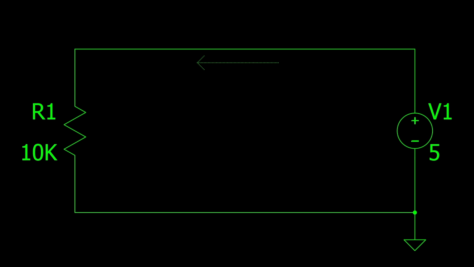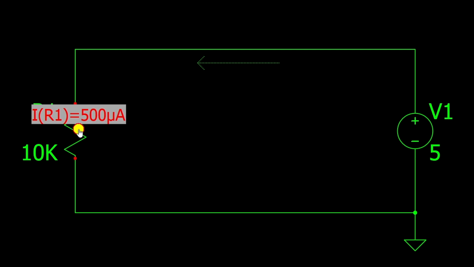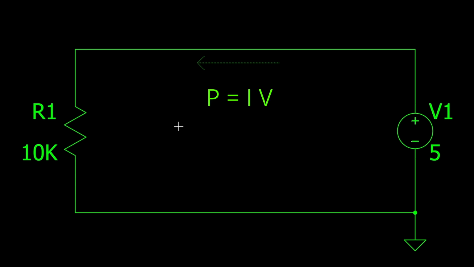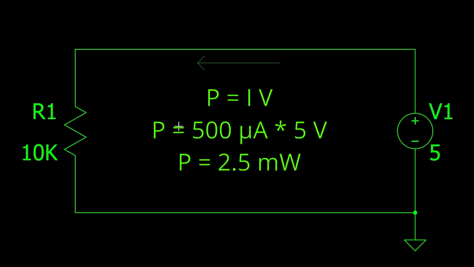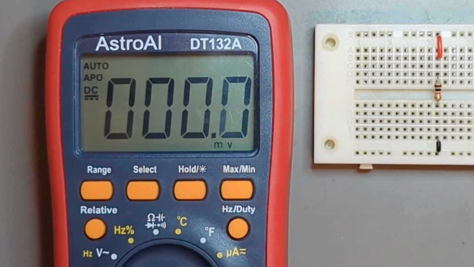Putting that resistance into the circuit and running my simulation, I can see that the current is 500 microamps, just like I expected. Just as a double check before we build this in the real world, I'll check the power dissipated in the resistor. With 5 volts and 500 microamps, it will be 5 times 500 micro, which gives me 2.5 milliwatts, which is easily within the limits of my 1/8 watt resistors. Let's go ahead and build this on the bench and check that reality lines up with the simulation.